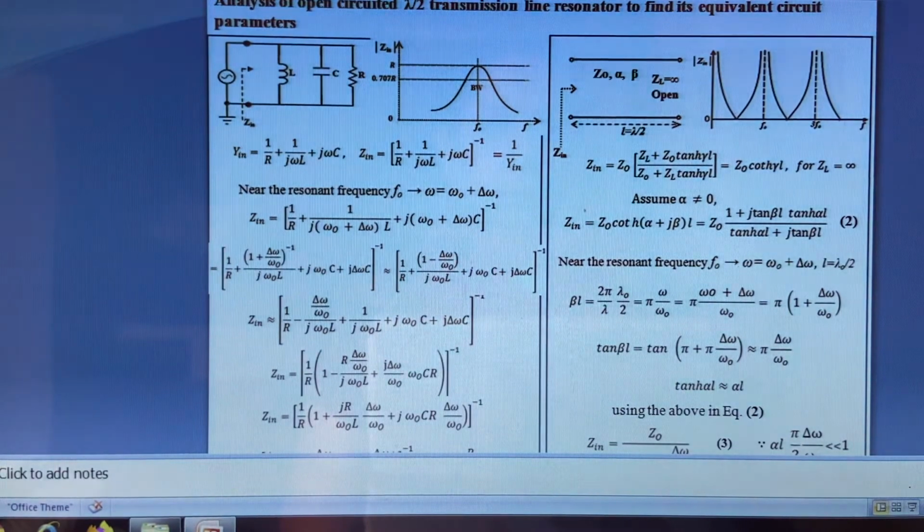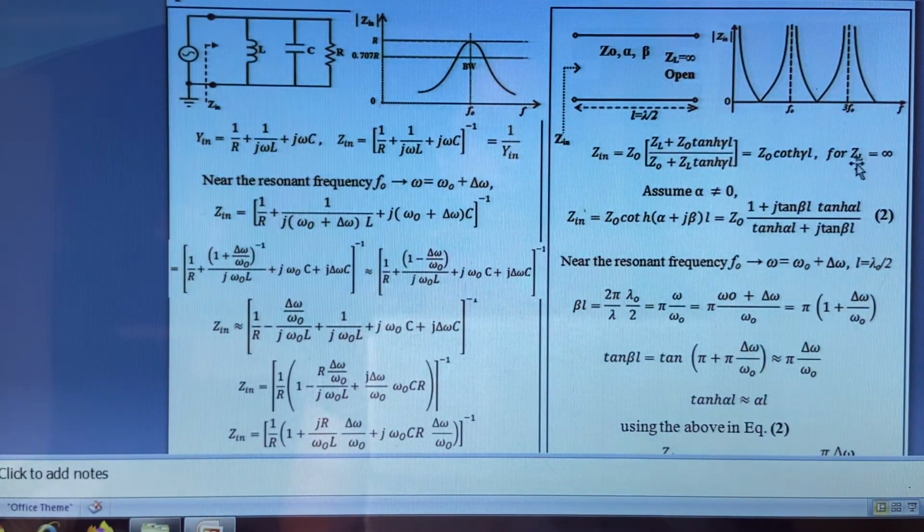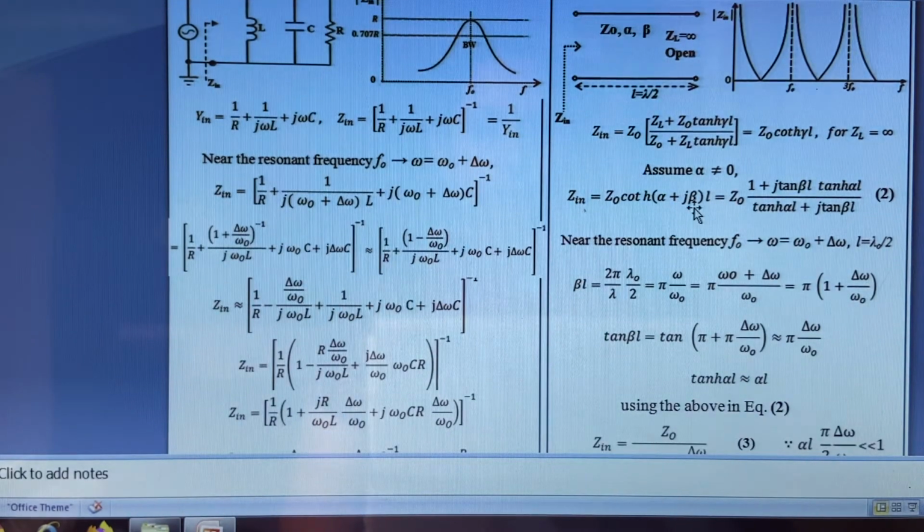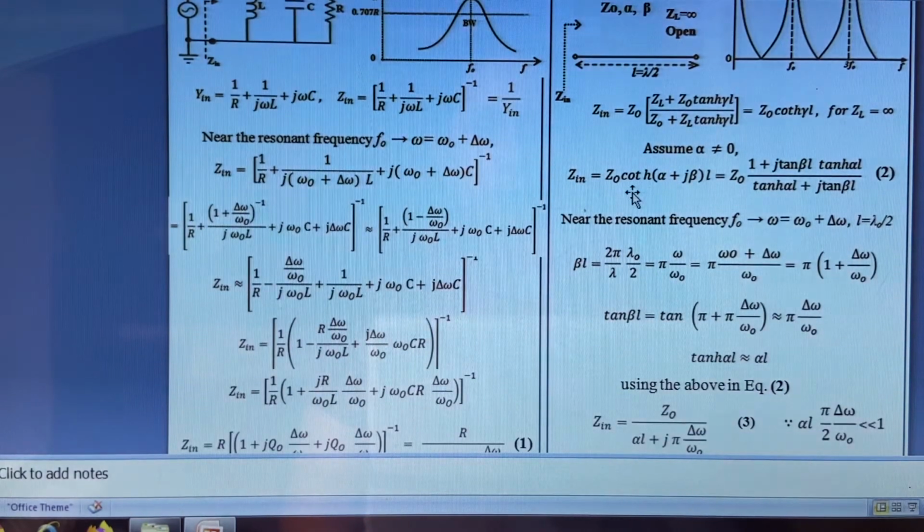Now if you write that ZL is equal to infinity for an open circuited transmission line, using that you will be getting Z0 coth(gamma L). Again, assuming alpha is not equal to 0, we can replace this gamma by alpha plus j beta. So this is Z0 coth((alpha plus j beta) L). Now expanding this, you will be left with this equation.